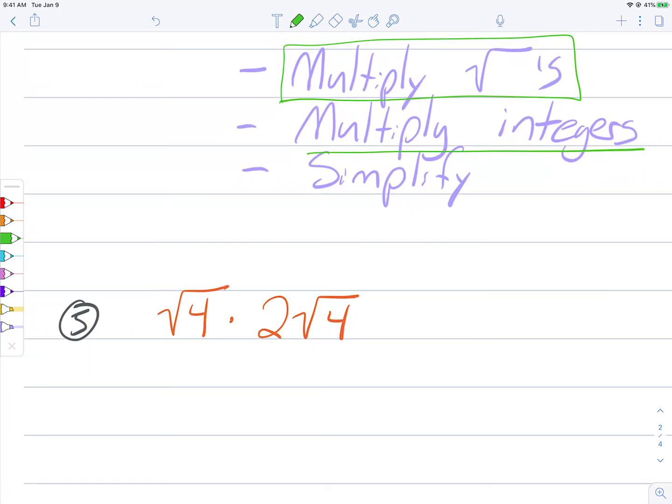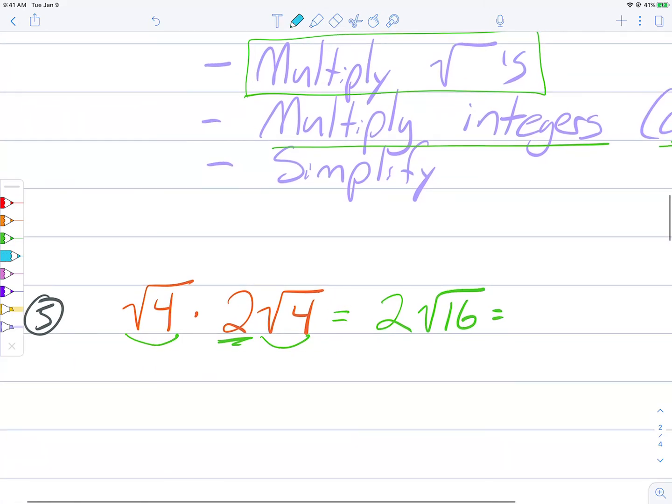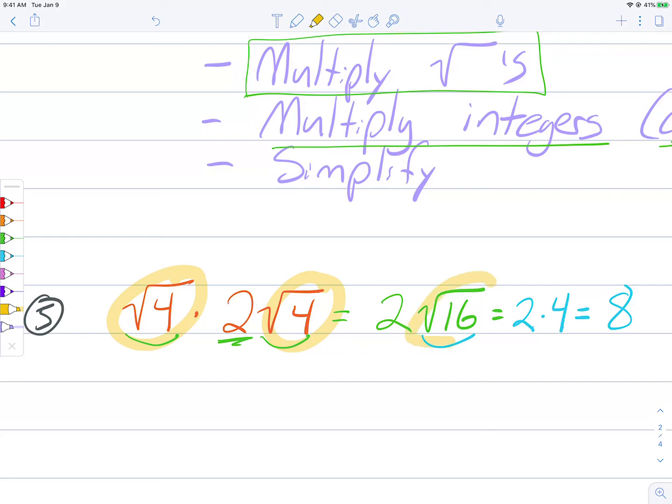So for instance, if I had the square root of 4 times 2 root 4, the 2 is the only integer out front, so I'm going to leave that alone. But I can multiply the square root of 4 times the square root of 4. So when you do that, you're going to multiply the 4s. So 4 times 4 is 16. However, I can finish this and actually simplify it further because 16 is a perfect square and the square root of 16 is 4. And to finish this problem, 2 times 4 is 8. So we multiplied the roots together to get our root, and then we simplified.